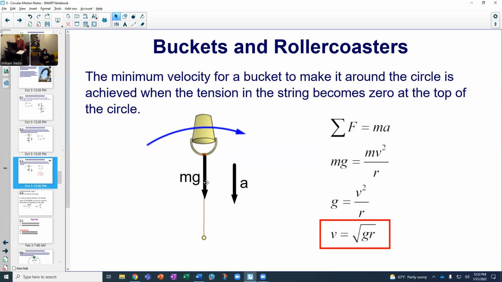Again, this only works for vertical circles. This doesn't really apply for horizontal circles, but for vertical circles, this equation can be pretty helpful. Any other questions?